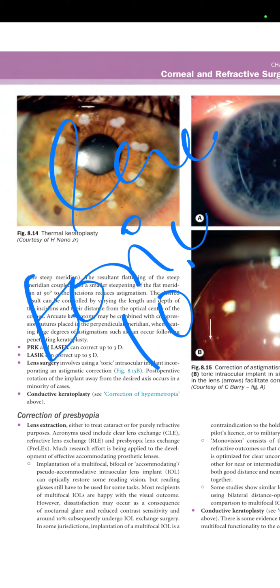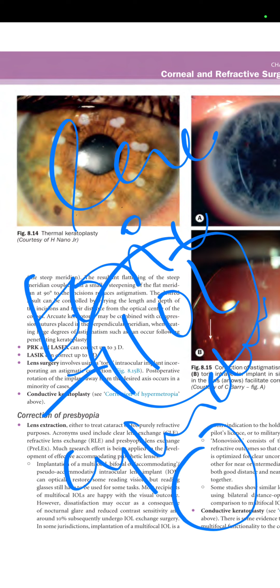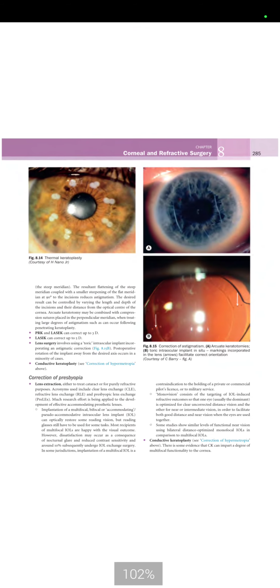So what is a toric IOL? A toric IOL is basically like a cylinder type. At some axis it has power. You place it in the axis where there is a steep meridian.